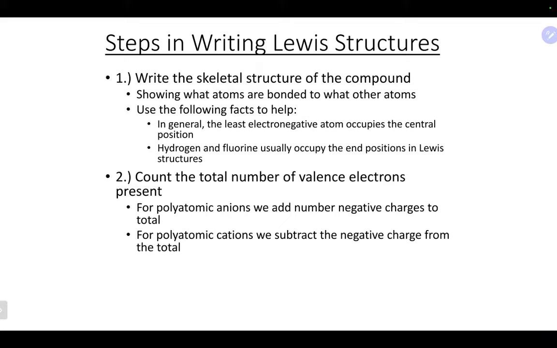If it is an ion that you're drawing, you got to adjust your count for the charge. So if it is something that is positively charged, it has lost electrons, so you got to subtract that off your total. Otherwise, you'll have too many. And if it's something with a negative charge, you need to add it to your total number of valence electrons. So you end up with the correct number of electrons.